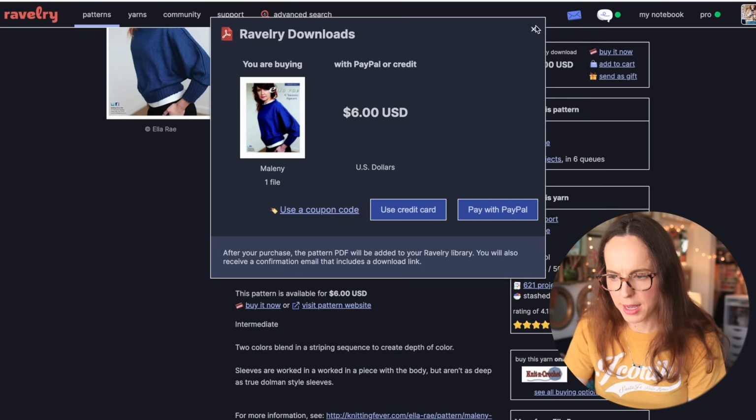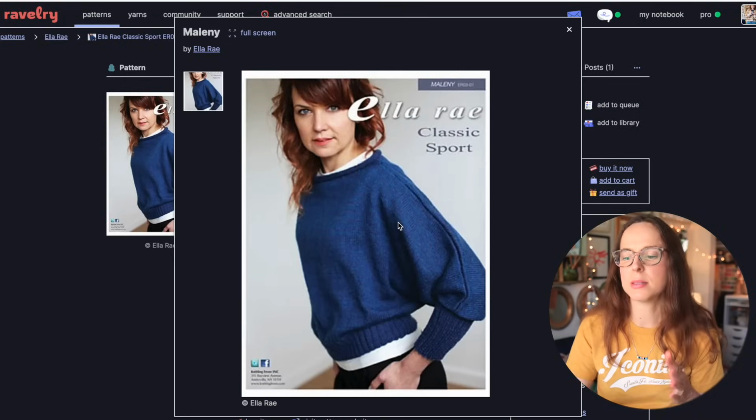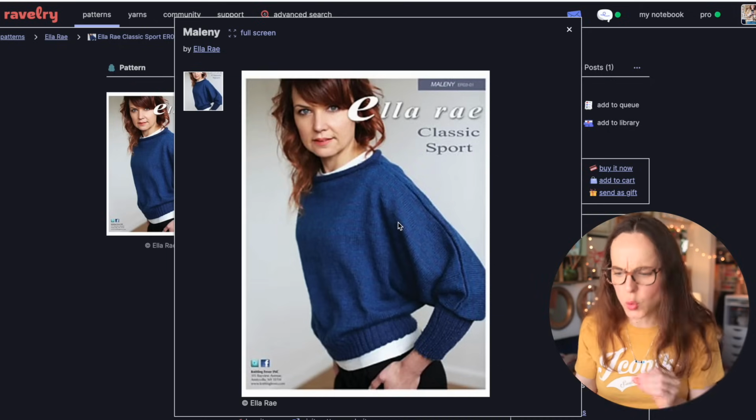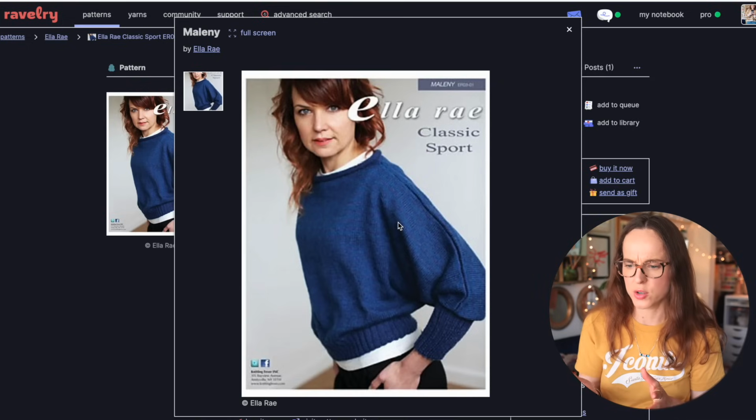Okay, so you can pay and then you get the pattern. It is available at $6. But if you look at this here, this is a classic, adorable dolman sleeve sweater. I would wear the hell out of that sweater. It's so cute, and I love it with a white shirt underneath it.